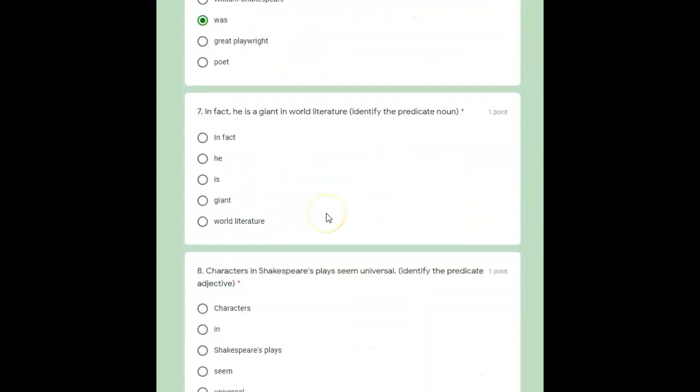Okay, let's do 7. In fact, he is a giant in world literature. Identify the predicate noun. So in fact, he is a giant in world literature. Who or what is the sentence about? He. What is our verb? Is. That's our linking verb.